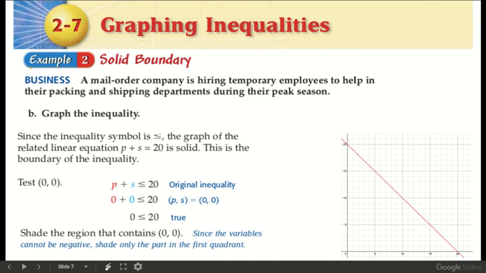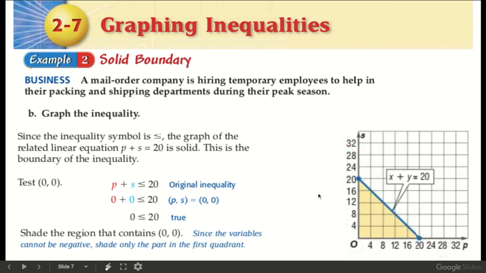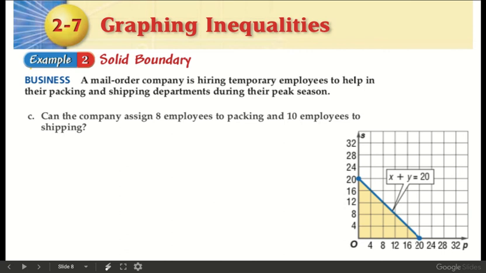Since this is where the solutions are, that's the side I'm going to shade, and my graph would look something like this. Here's my boundary line. It's solid because it can be less than or equal to. I would shade everything on this side of the line because my test point (0, 0) was true. If it was false, I would have shaded on the other side. It makes sense because any point I would select here is going to make my inequality true. So let's use that information to help us answer C.